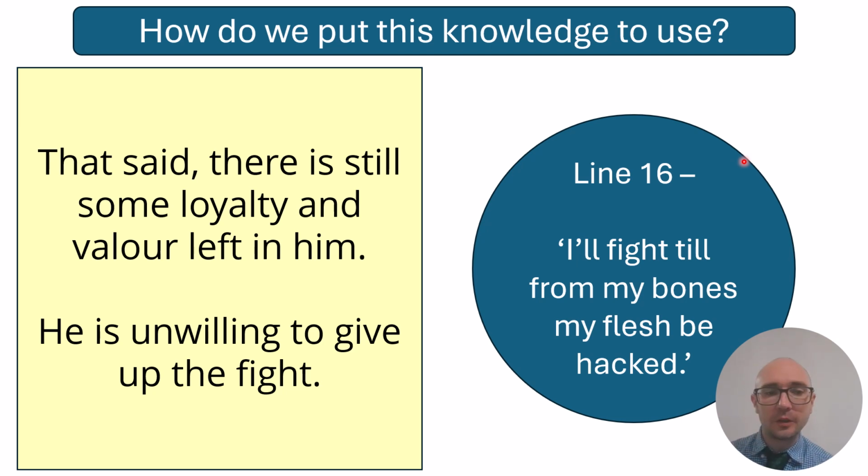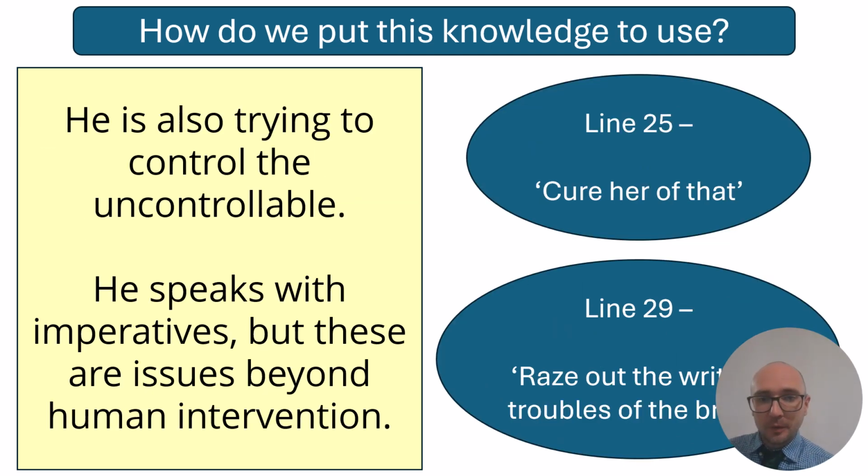We could argue that Macbeth doesn't change that much, but we could also argue that Macbeth changes incredibly. So this is a really, really interesting quote to break down. And another thing that popped up to me here was how he's trying to control the uncontrollable. So he's talking about Lady Macbeth, and he says to his aide, essentially, cure her of that. When he's talking about her having this mental instability, he literally says, cure her of it. Raise out the troubles of the brain.